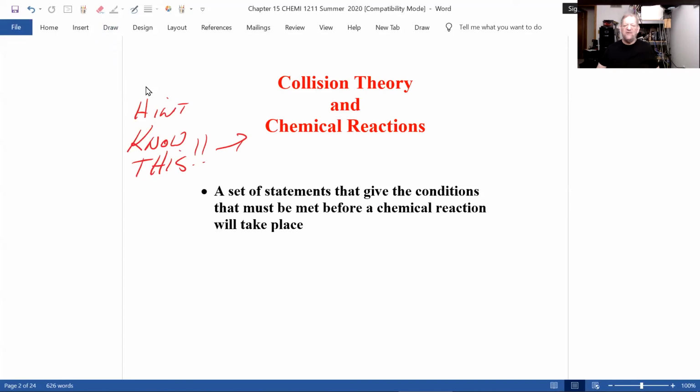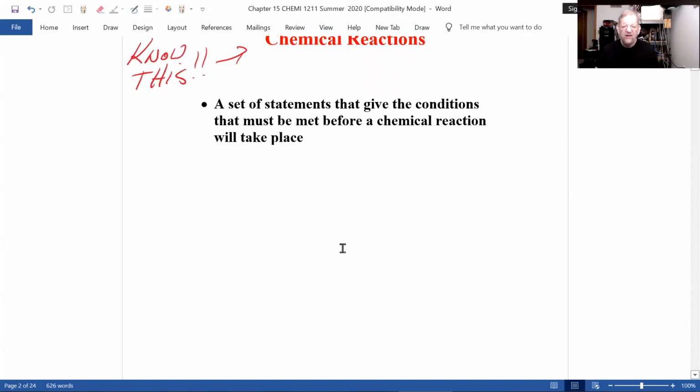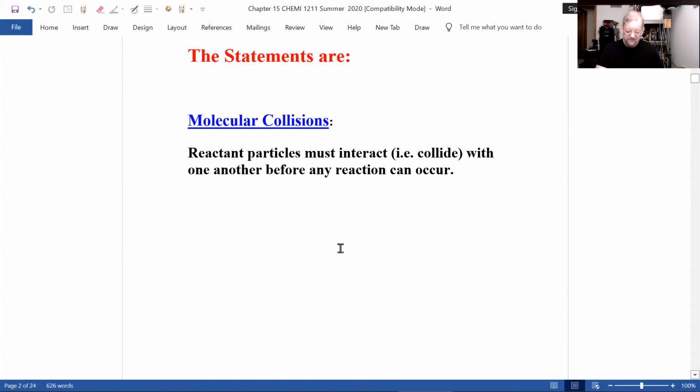Now, let's talk about collision theory and chemical reactions. I'm never going to ask you to specifically describe what this collision theory is, but I will ask you about what the key factors are. The collision theory is a set of statements that gives conditions that must be met before a chemical reaction can take place. In order to have two things react, this has to happen. Now, there are 3 conditions.